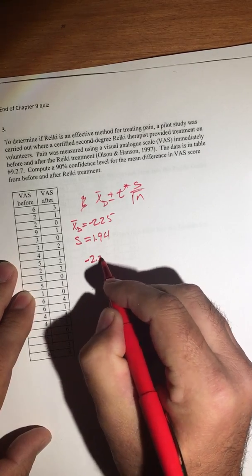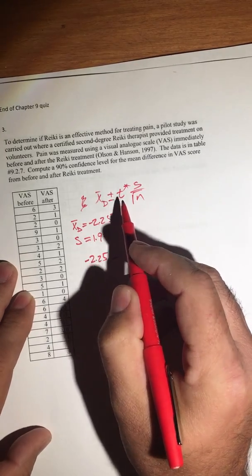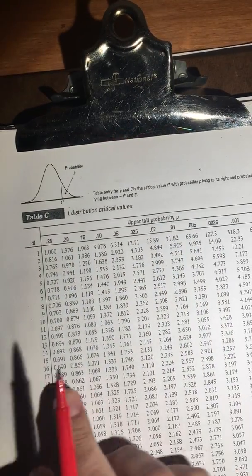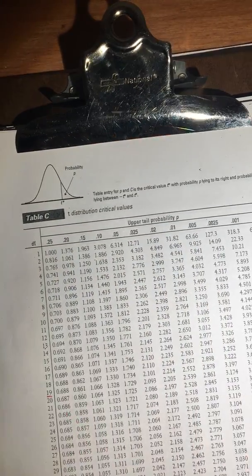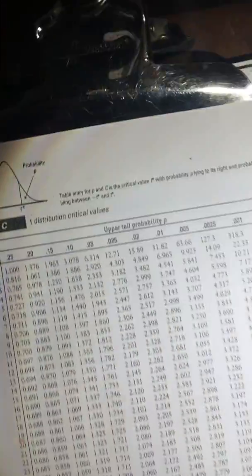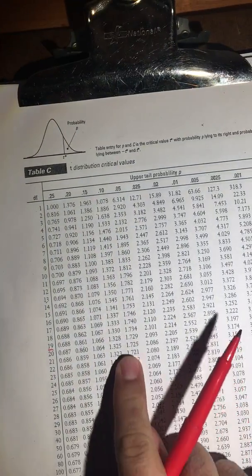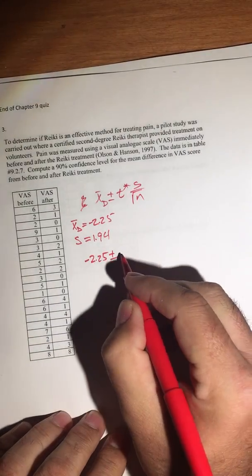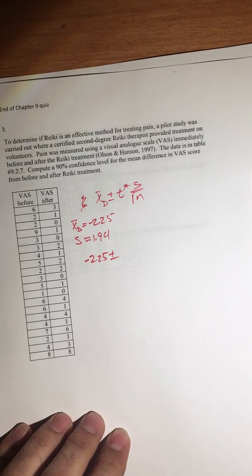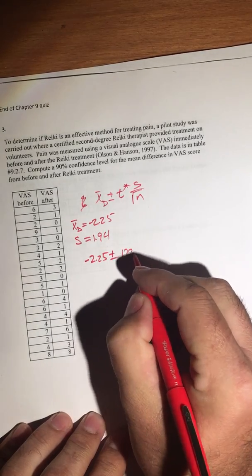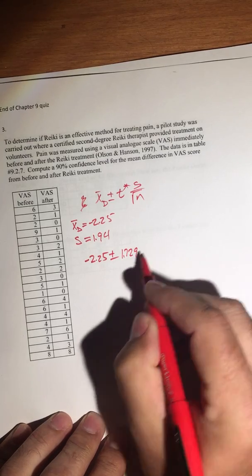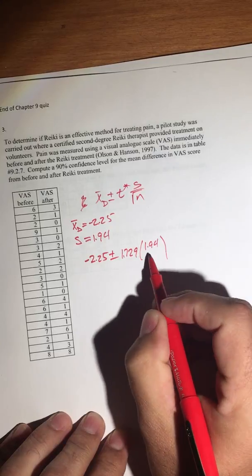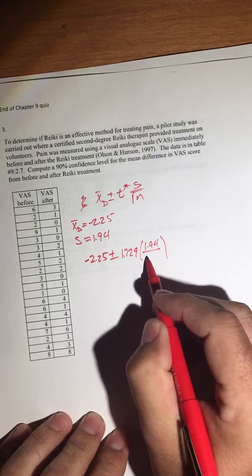So I've got negative 2.25 plus or minus. Now I need the t-star value, right? So I have a total of 20 observations. So I have 19 degrees of freedom, which would be here. And we wanted to do a 90% confidence level. So 90%, that's 1.729 standard deviations. So negative 2.25 plus or minus, and I've already forgotten the number. What did I say, 1.729? Times s over square root n, and s was 1.94 over the square root of 20.